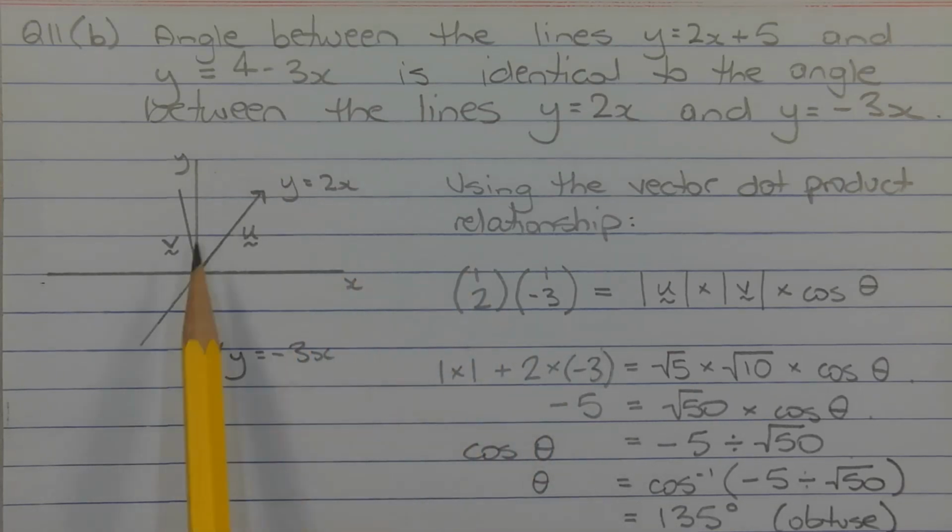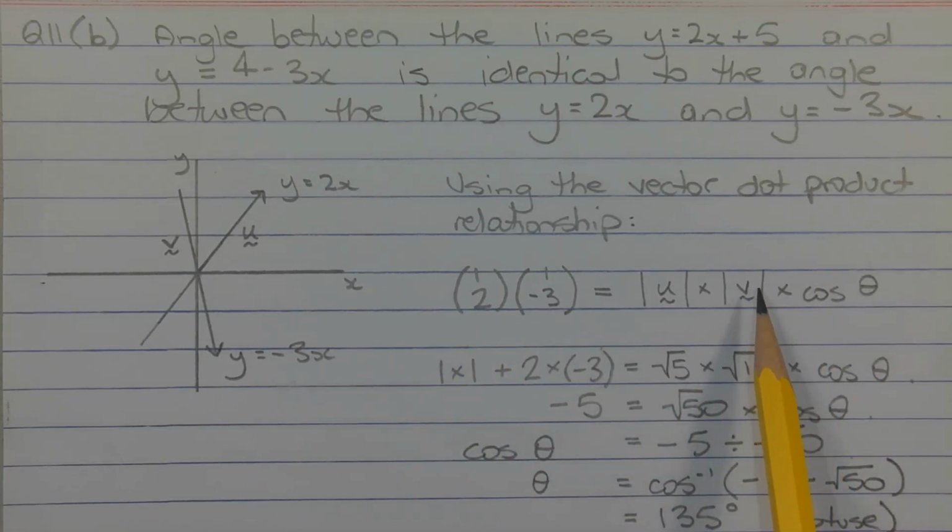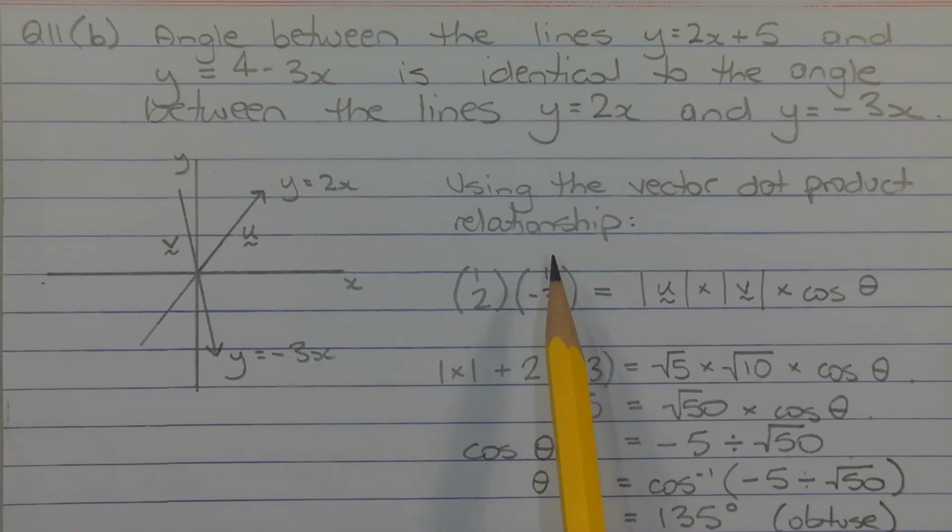Now, vector u can be expressed as (1, 2) in component form, and vector v can be expressed as (1, -3) in component form. And the magnitude of vector u, using Pythagoras' theorem, is the square root of 1 squared plus 2 squared, which is root 5, and the magnitude of vector v is the square root of 1 squared plus (-3) squared, and that gives us root 10.